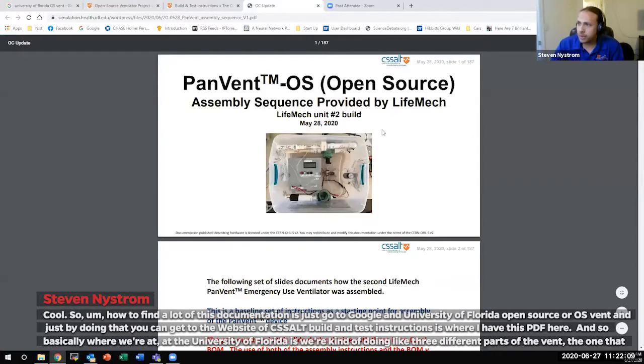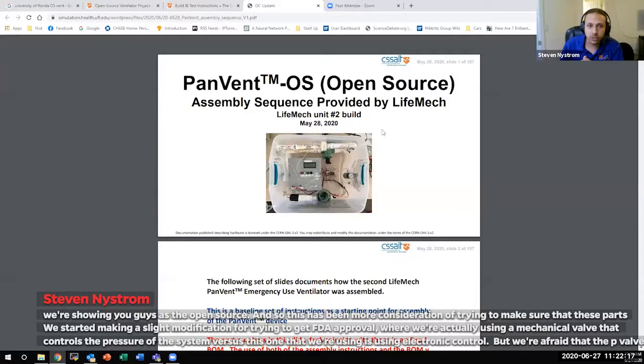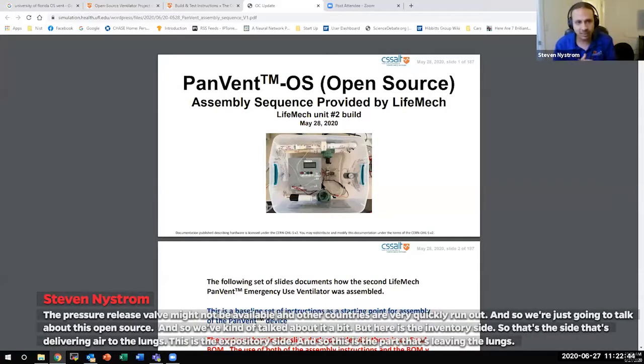Basically, at the University of Florida we're doing three different parts of the vent. The one that we're showing you is the open source one. It is made with more consideration of making sure that these parts are available for everybody anywhere. We've started making a slight modification to try to get FDA approval, where we're actually using a mechanical valve that controls the pressure of the system, versus this one that uses an electronic control. We're afraid that this PEEP valve, the pressure release valve, might not be available in other countries or would very quickly run out.